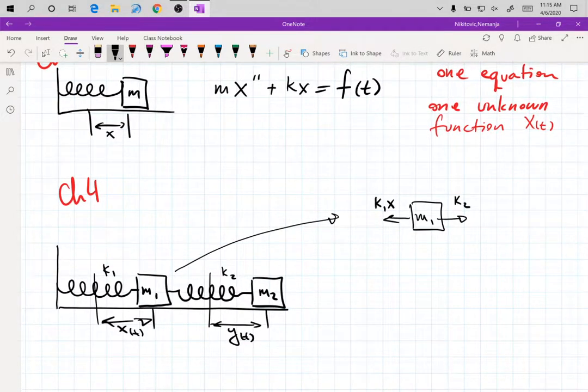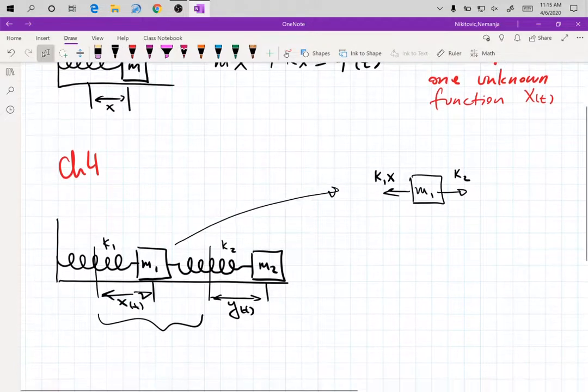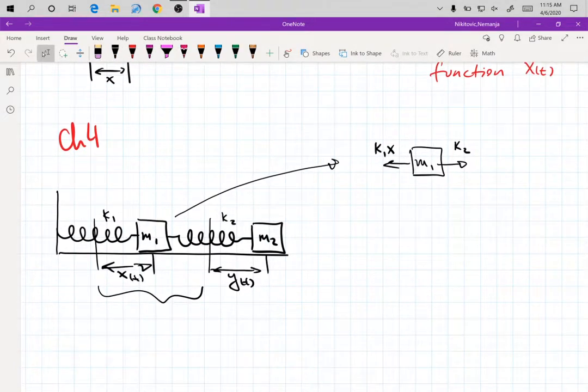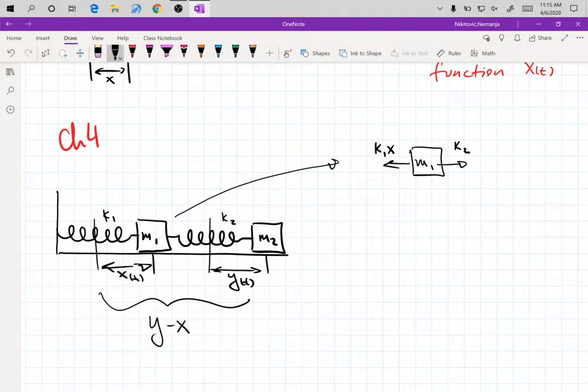But now, if you take a look at the location in which this can move, it is actually this way. This location is y minus x, because you have y and then minus x for this one. So that's y minus x. Over here we'll have y minus x for this one.